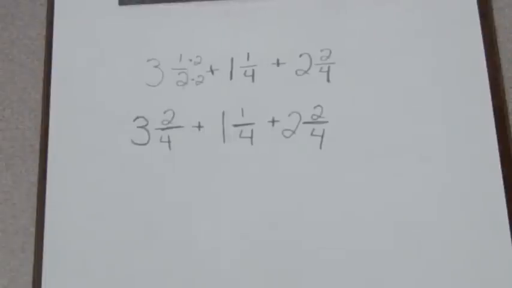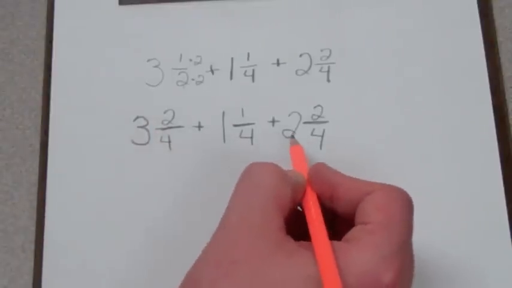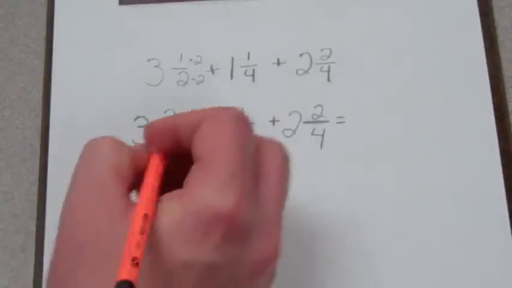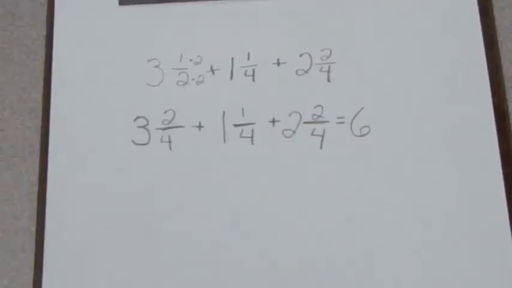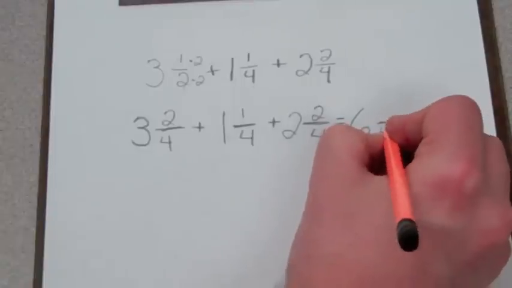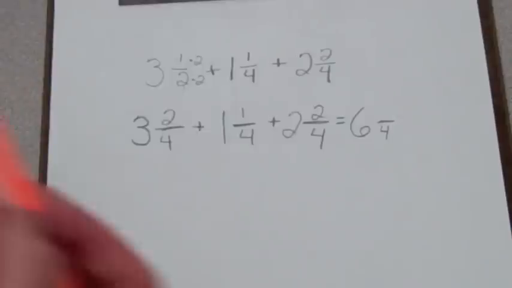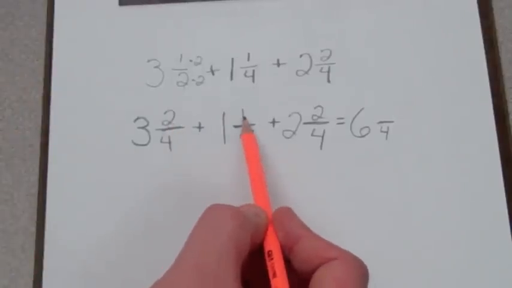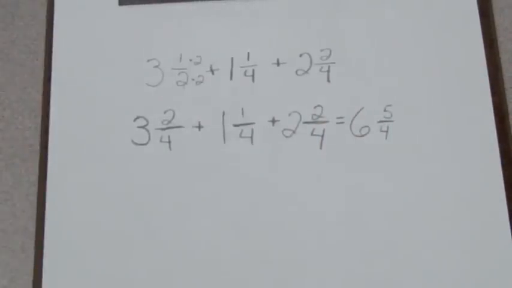We add them the exact same way that we only added 2. So let's do that. Let's take all of our whole numbers. 3 plus 1 plus 2. Well, 3 plus 1 is 4, plus 2 is 6. Now I keep my denominator the same. If it's 4, if it's 4, if it's 4, keep it a 4. Don't mess with the denominator, leave it the same. Now I just add the numerators just like normal. 2 plus 1 is 3, plus 2 is 5. And I get 6 5/4.